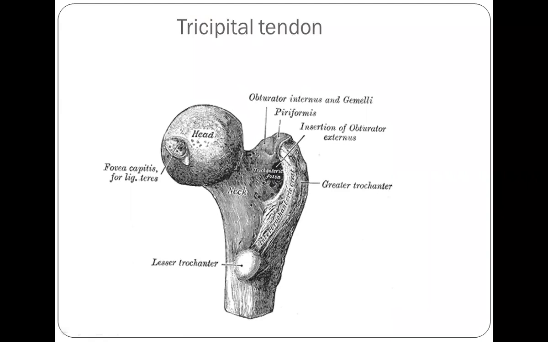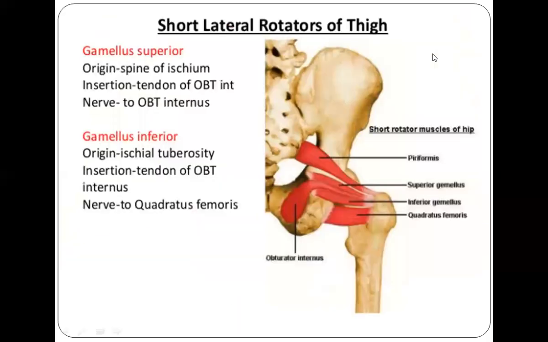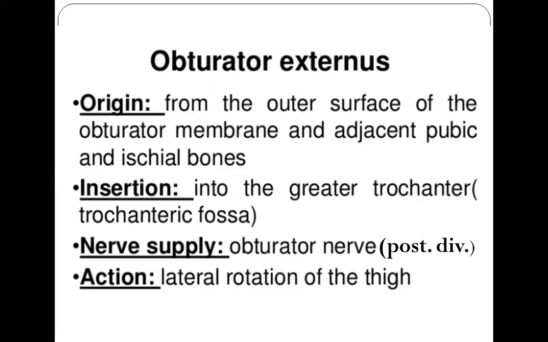What is the nerve supply of obturator externus? Very good. Nerve supply of obturator externus is by the posterior division of obturator nerve. I think I mentioned earlier that obturator nerve itself is a short note for you. So you learn about its course, its divisions, branches, and distribution.